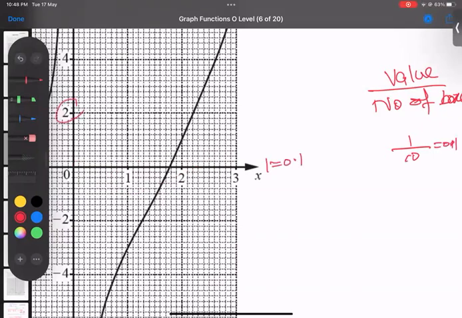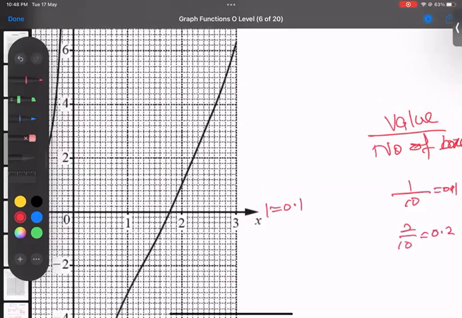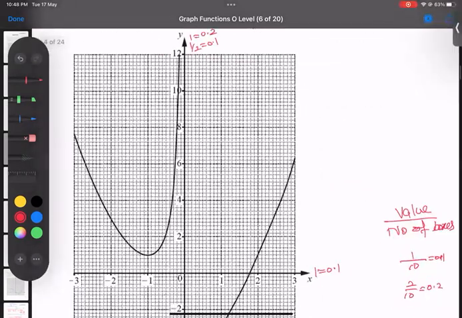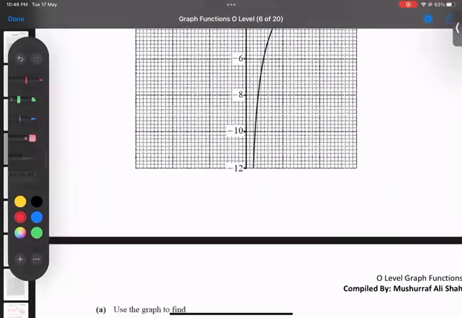Similarly, along the y-axis the value is 2 and the number of boxes is 10. So 2 divided by 10, I got 0.2. I'm writing it here: 1 box is 0.2 and half a box is naturally 0.1. This scale is very important to write. Okay, so I have finished this part. Now let's start on how to read the question.